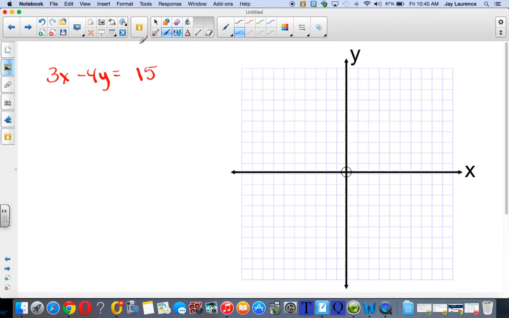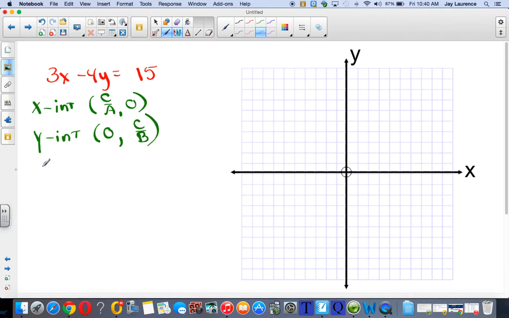First of all, I have just a simple linear equation. It looks like it's in standard form, and a is positive. So I'm going to remember my x-intercept. Can you remember how to get it? C divided by a, 0. The y-intercept can be found by doing 0, c divided by b. And then the slope can be found by taking the negative of a over b.